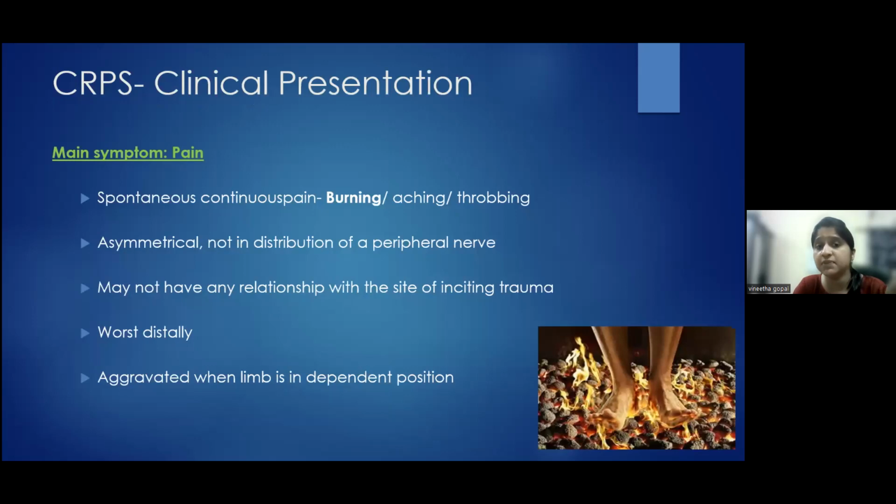And the main symptom is pain. The pain is like burning, aching, and throbbing pain. And it is asymmetrical, not in the distribution of a nerve, and may not have any relationship with the inciting event or the site of the inciting event. It is always worst distally and aggravated when the limb is in the dependent position. So these are the characteristics of pain in CRPS.